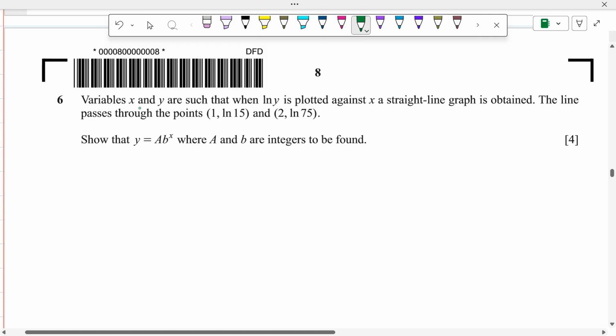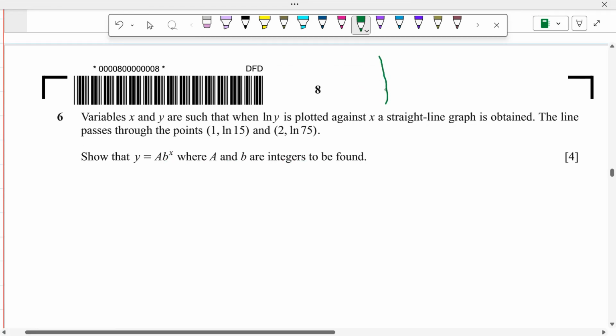Question number 6. Variables x and y are such that when ln y is plotted against x, a straight line graph is obtained. The line passes through the points (1, ln 15) and (2, ln 75). Show that y is equal to ab to the power of x, where a and b are integers to be found. When we have a straight line, it can be represented by y is equal to mx plus b.